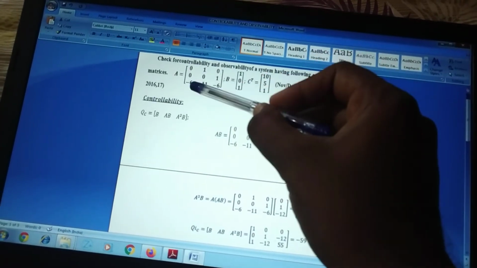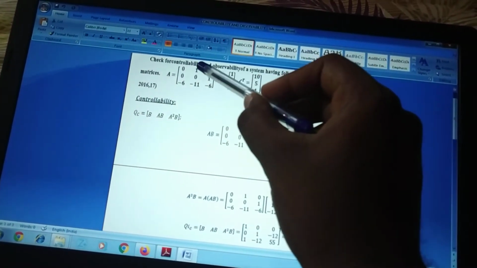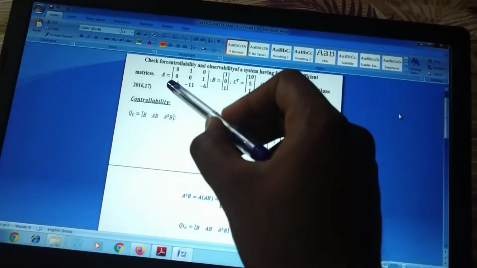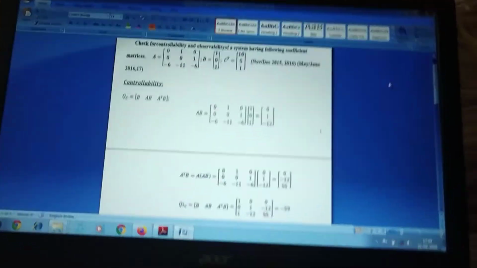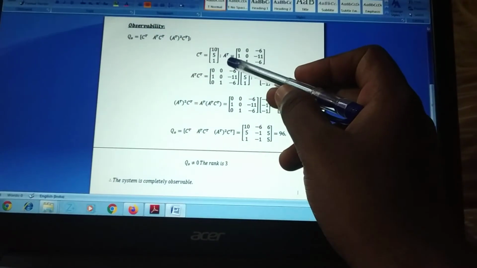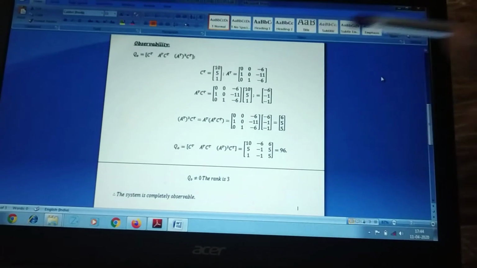So 0, 0, -6 we convert into 0, 0, -6. 0, 1, -11 means 1, 0, -11. 0, 1, -6 means 0, 1, -6. That means we convert the rows into columns. So Aᵀ is 0, 1, 0; 0, 0, 1; 0, 0, 0, 1 -6, -11, -6.